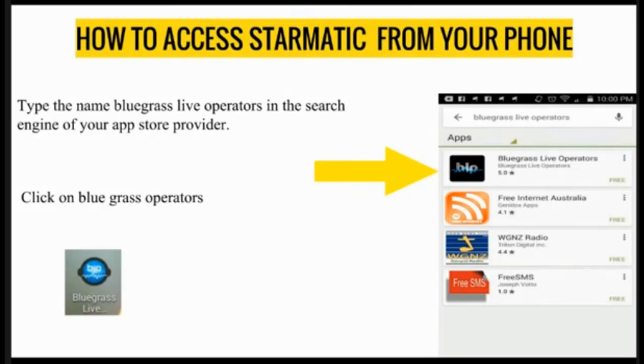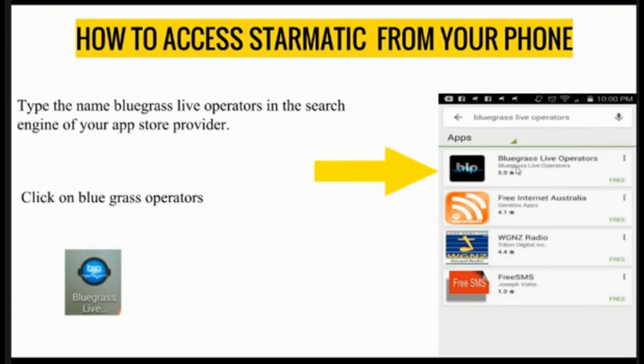There's an app. It's called the Bluegrass Live Operators app. So if you have an iPhone or even an Android phone, go to the Apple Store, go to the Google Play Store. You can get this app on your phone, and that way you're able to access your hours while you're on the go. You don't have to be stuck at home at your computer watching the clock.